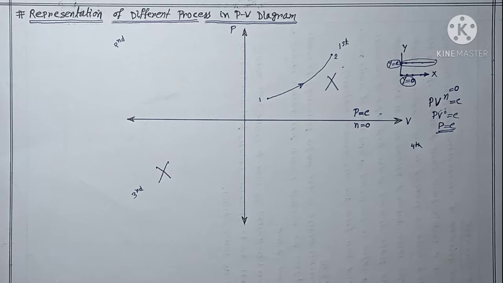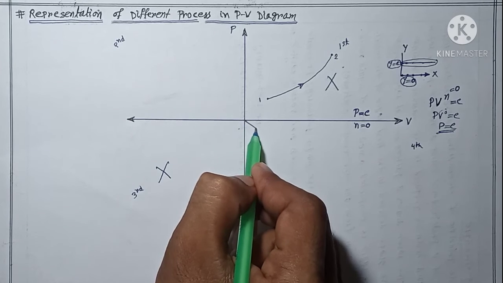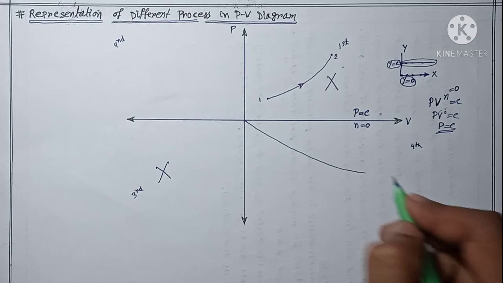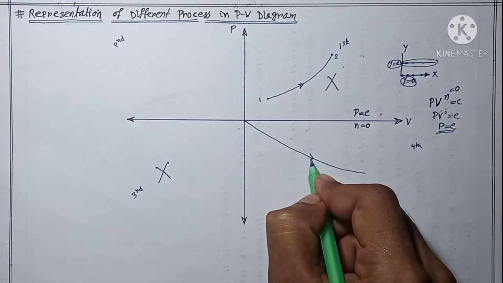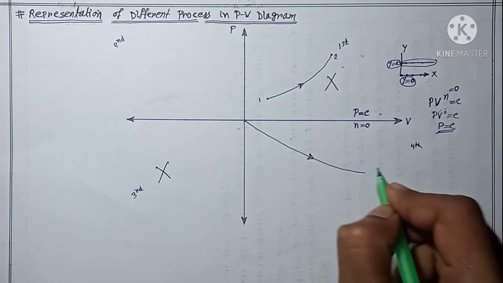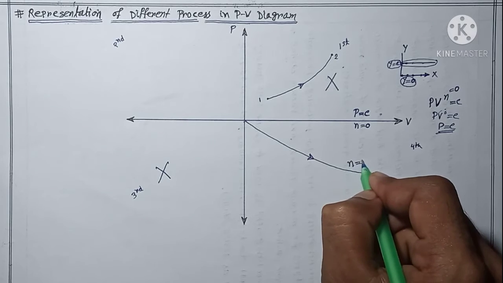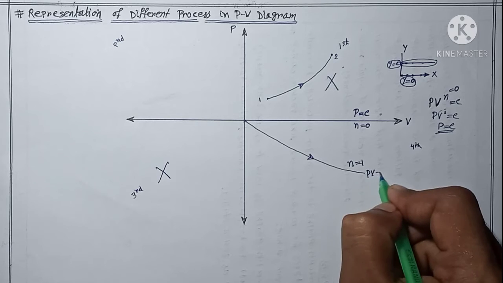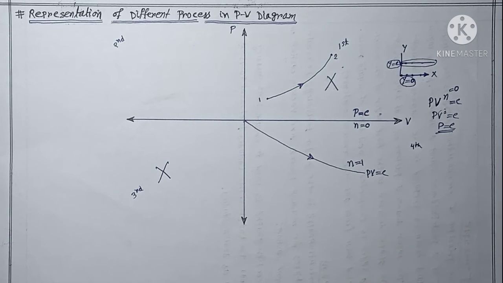Next, let's assume the isothermal process, n value 1. This one will be something like that. This is state 1, state 2, and here the value of n is equal to 1, which is nothing but your PV equal to constant line, meaning the isothermal line. Here n equals 1.